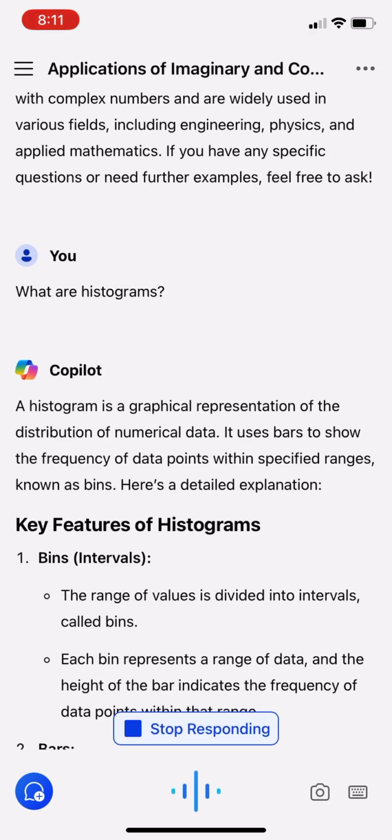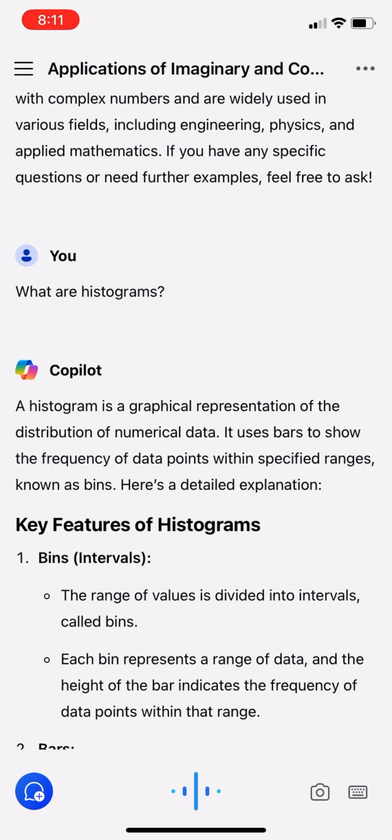A histogram is a graphical representation of the distribution of numerical data. It uses bars to show the frequency of data points within specified ranges, known as bins. Here's a detailed explanation. Key features of histograms.